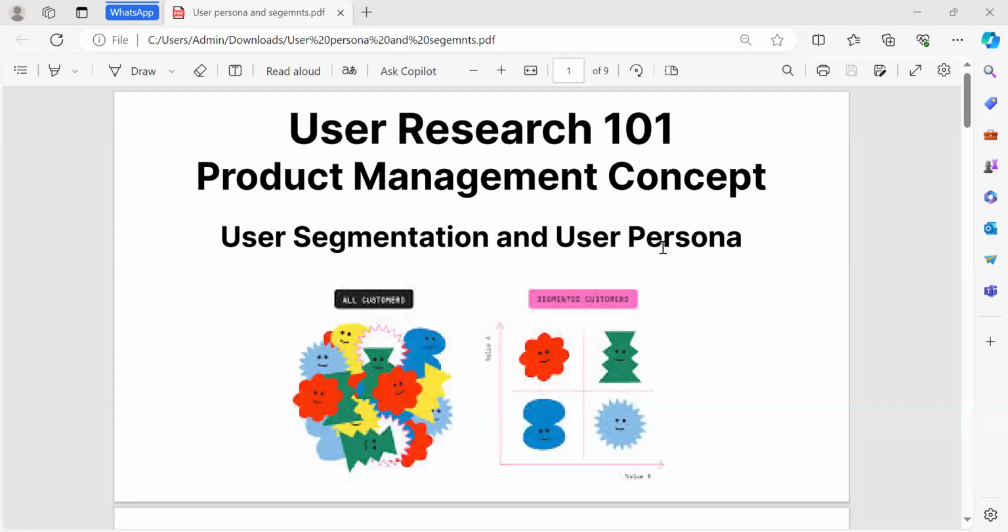Hey guys, so today's topic of discussion in the product management concept playlist is user segmentation and user persona. It's also the same term as customer segmentation and customer persona. These are just different terminologies for the same thing. So, let's get started without any further ado.